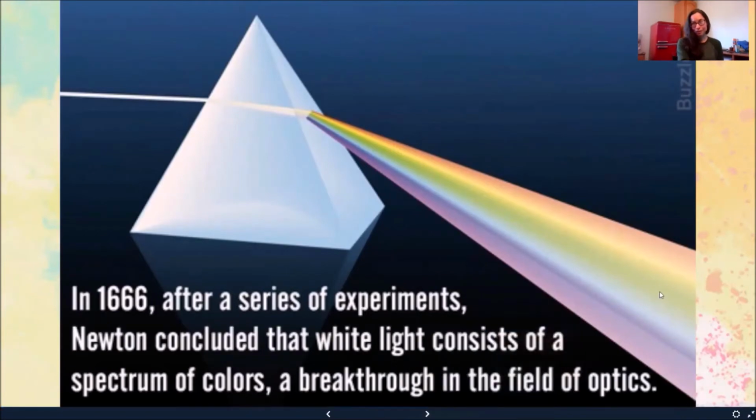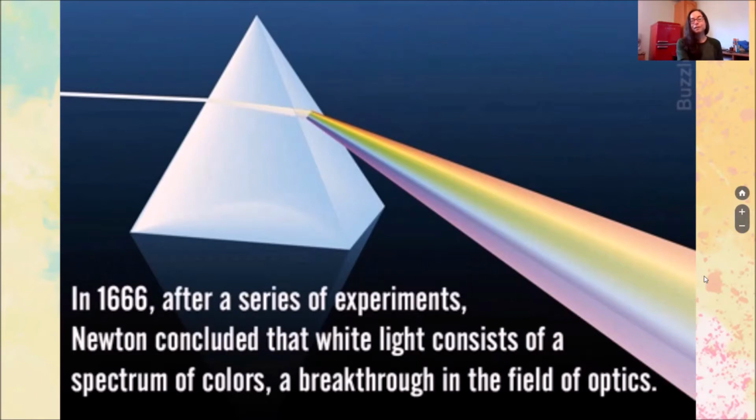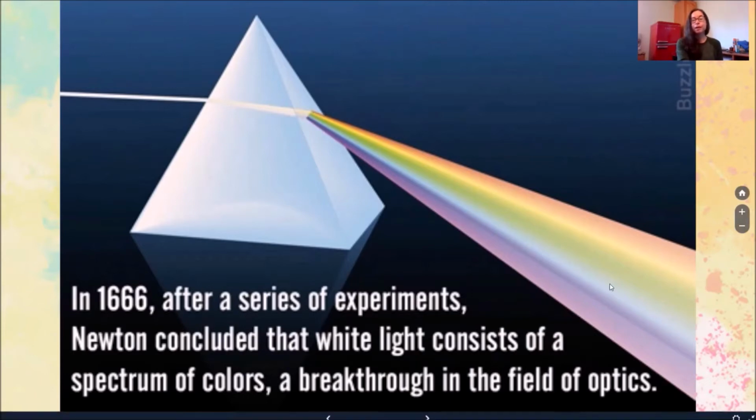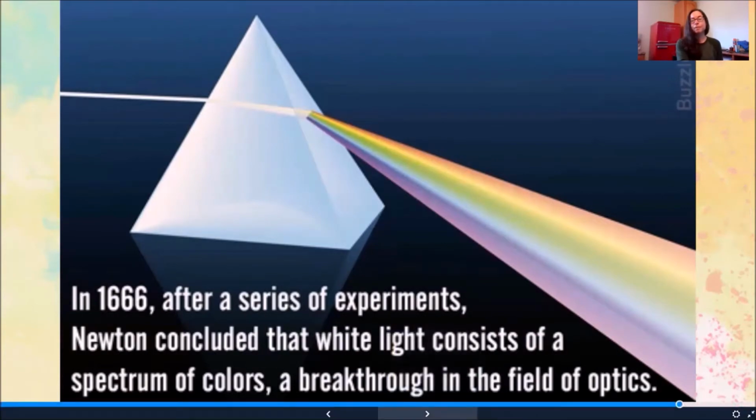This looks like Pink Floyd's Dark Side of the Moon, but what this is, in 1666, after a series of experiments, Newton concluded that white light consists of a spectrum of colors, which was a breakthrough in the field of optics. And it looks pretty.